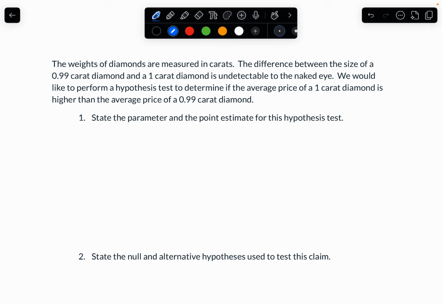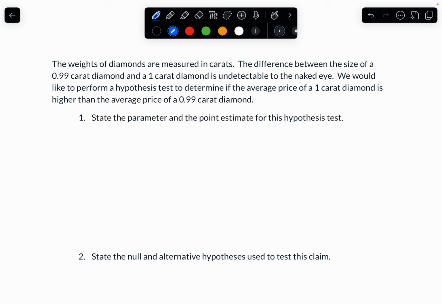The difference between the size of a 0.99 carat diamond and a 1 carat diamond is undetectable to the naked eye, but we would like to perform a hypothesis test to determine if the average price of a 1 carat diamond is higher than the average price of a 0.99 carat diamond.